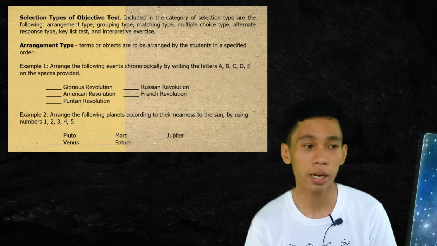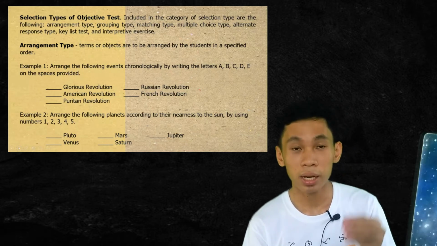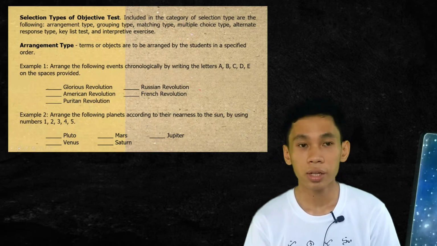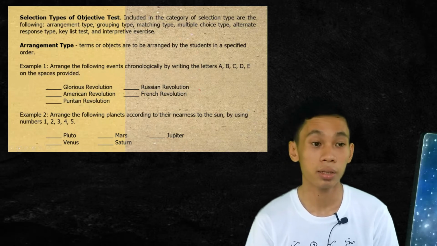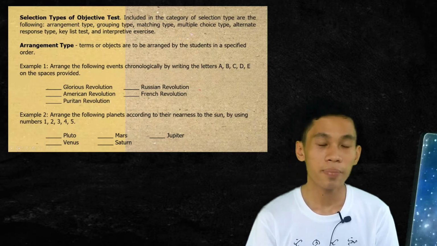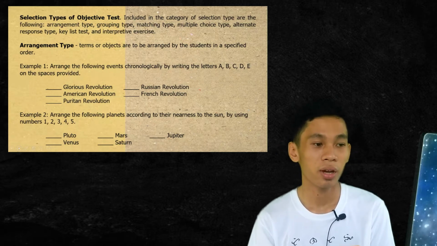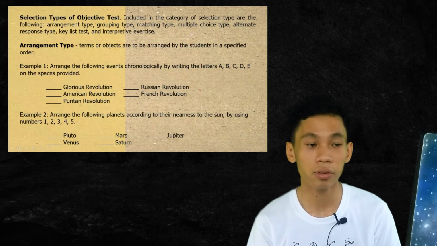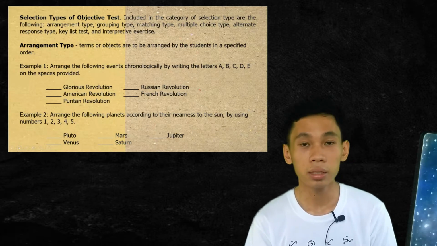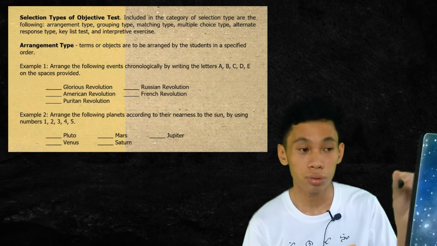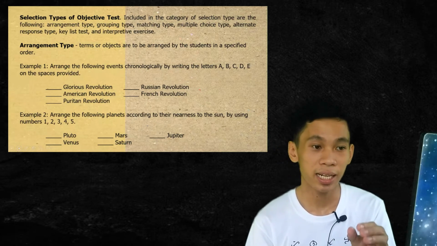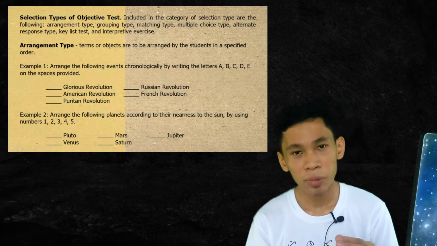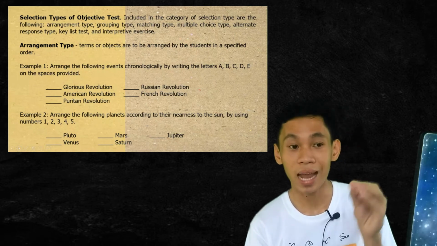So basically speaking, arrangement, kailangan lang nilang ayusin na magkakasunod yung isang item na ibibigay sa kanya. For example, arrange the following events chronologically by writing the letters A, B, C, D, E on the spaces provided. Okay, so nandito yung Glorious Revolution, American Revolution, Puritan Revolution, Russian Revolution, and the French Revolution. So ang gagawin lang dito ni student, kailangan niya lang pagsunod-sunurin yung sequence ng events and then ilalagay niya lang yung letters na A hanggang letter E. Okay? Kapag A, yun yung naunang event. And then yung E naman yung last event.